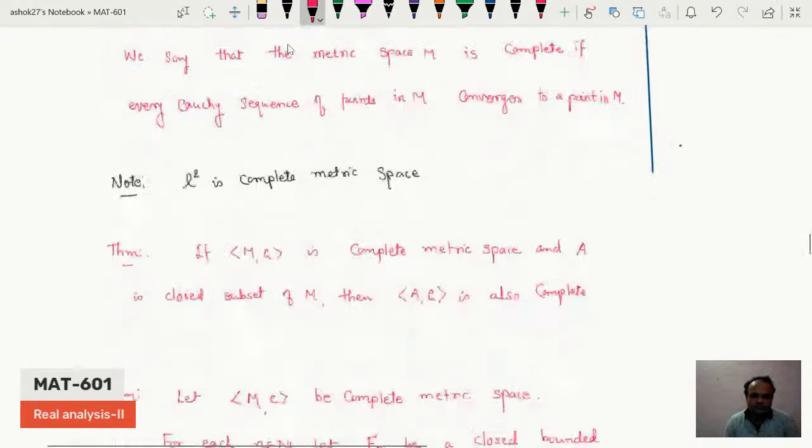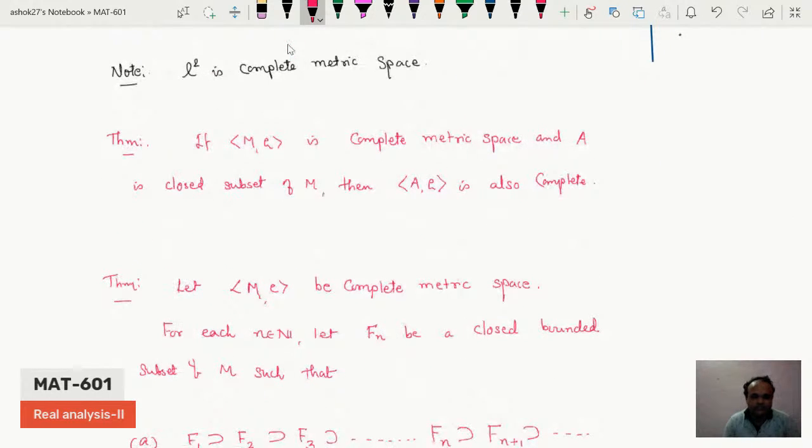Note that l squared, the space of square summable sequences, is a complete metric space. Then there is another theorem: if (M, rho) is a complete metric space and A is a closed subset of M, then (A, rho) is also complete. When we say (A, rho) is complete, if A is closed, then it is sufficient. The original metric space should be complete; it is a required condition. If the original metric space is complete and A is a closed subset of M, then naturally (A, rho) is also a complete metric space.